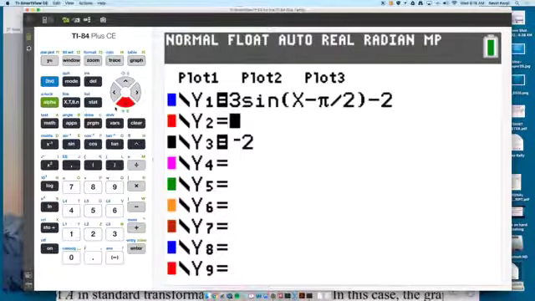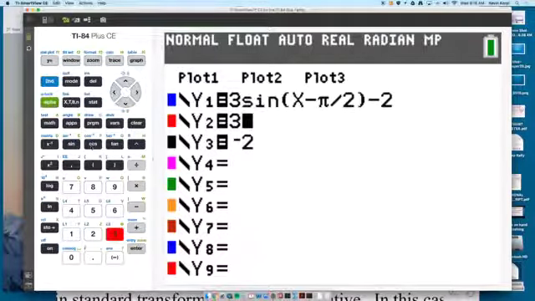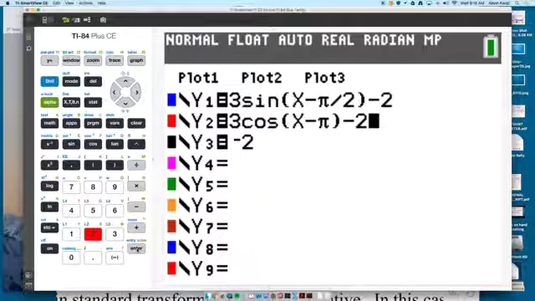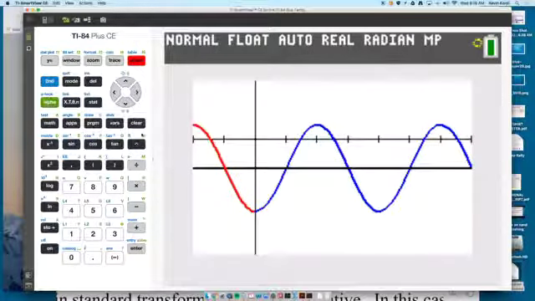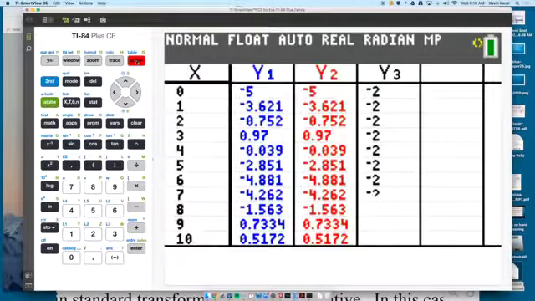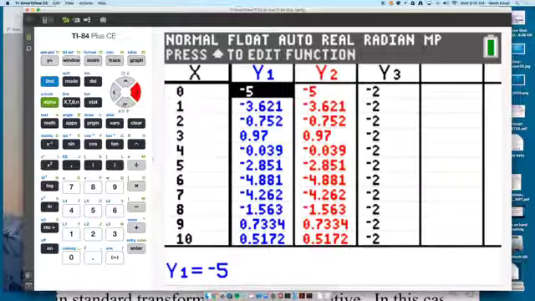The moment of truth. Let's type in our cosine function. 3 cosine, parentheses opened, x minus pi, close it, minus 2. If it's truly the same graph, it should trace out the blue graph with red. Here we go. Enter, enter, enter. Oh, I got to hit graph. Okay. Now there's visual confirmation, but of course if you go to the table, which is second graph, you'll see that it generates y values.